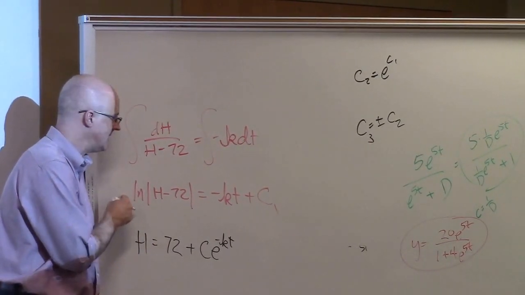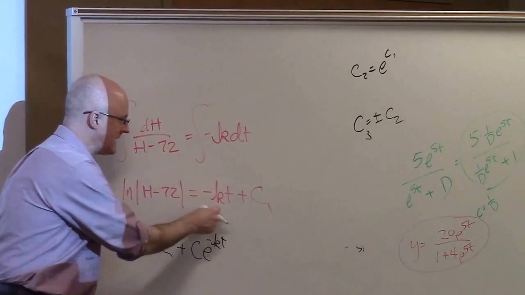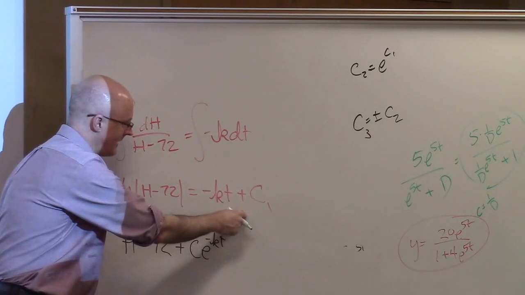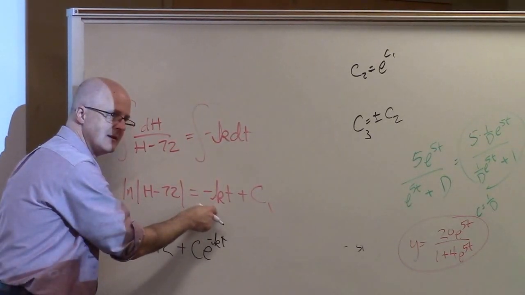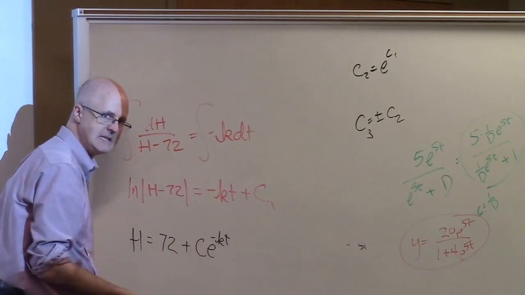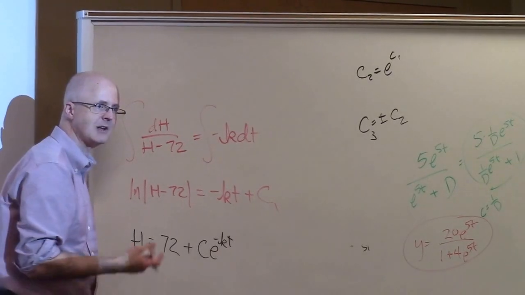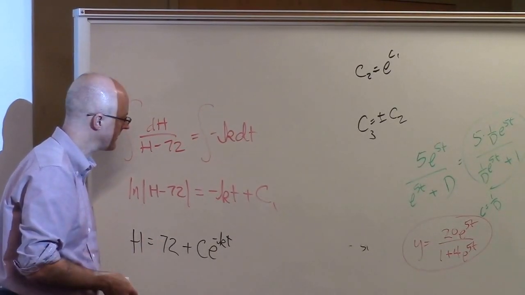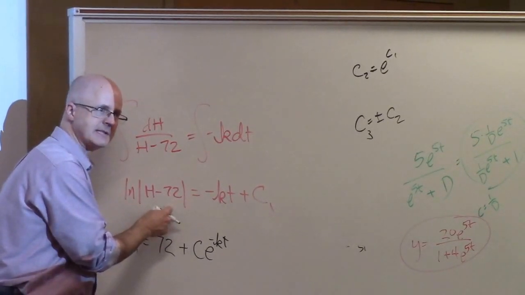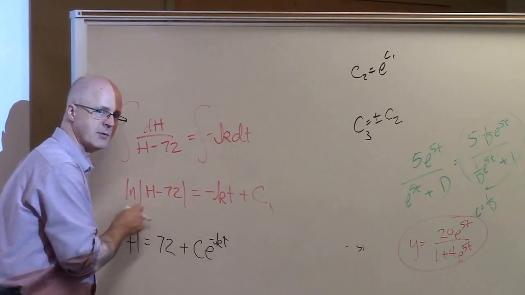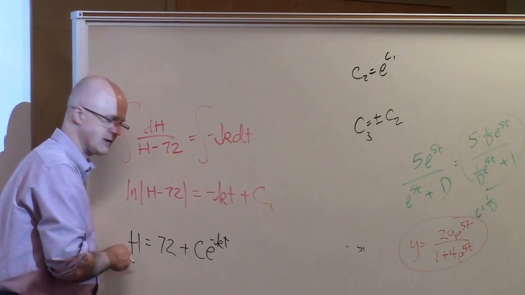Exponentiate. E to the natural log of this is just this. E to this can be written as e to the C1 times e to the negative kt. E to the C1 could be thought of as C2. You can get rid of the absolute value signs and call it C instead of C2 for the constant. Then add 72 to both sides to cancel the 72 on the left and solve for H. So 3 steps essentially there. But again, there's a general solution.